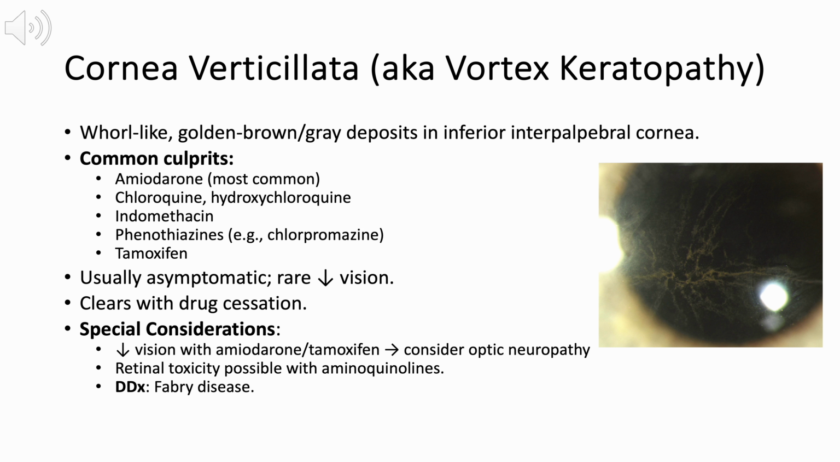In a patient taking amiodarone or tamoxifen, consider optic neuropathy in cases with substantial vision decline and watch for potential retinal toxicity with aminoquinolines. In cases of vortex keratopathy, Fabry disease should also be on the differential. In the accompanying slit lamp image, you can see a pattern of fine, curved, spoke-like lines radiating from the central cornea, forming a whorl that is characteristic of vortex keratopathy. The deposits are subtly pigmented, creating the swirling appearance against the clear corneal background.